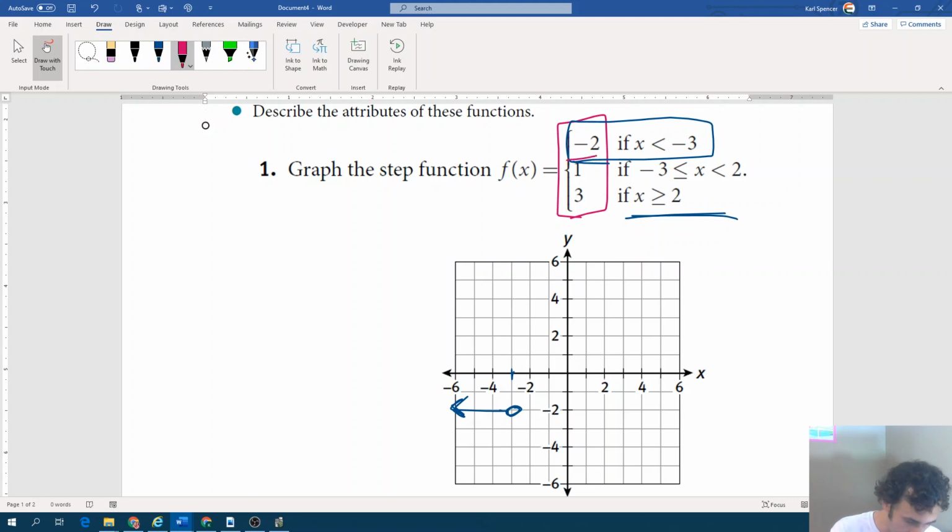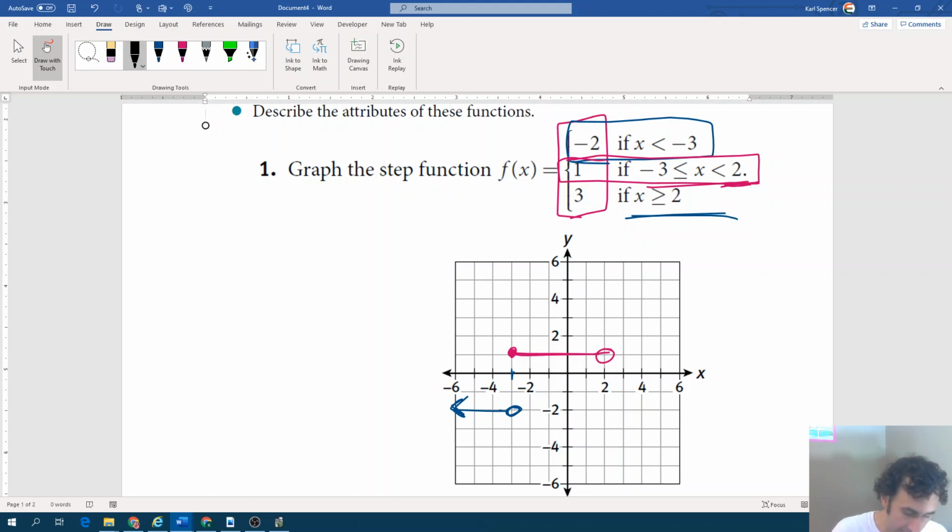So let's try the next one. If the x value is between -3 and +2, the y value is going to be 1. So the y value is going to be 1 from -3 to +2. Again, it's just going to be a horizontal line. The y value is 1 all throughout that. Now do notice my open and closed circles. There's a closed circle at the -3, an open circle at that 2.